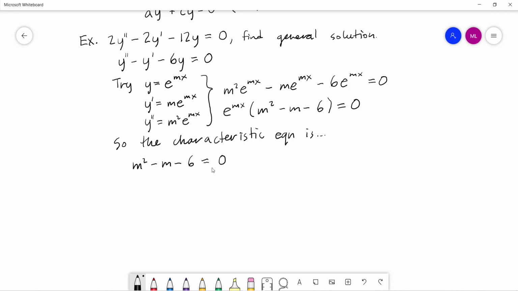Well, we can either use the quadratic formula or we can try to factor it ourselves. In this case, I'm looking for two numbers that when I multiply them together, I get a negative 6.